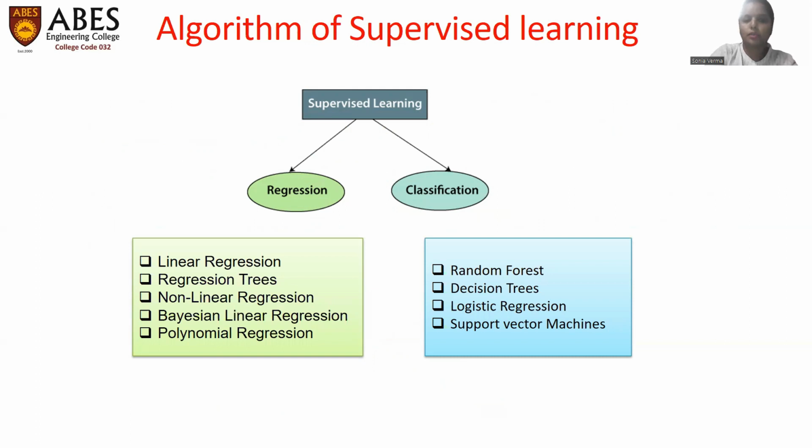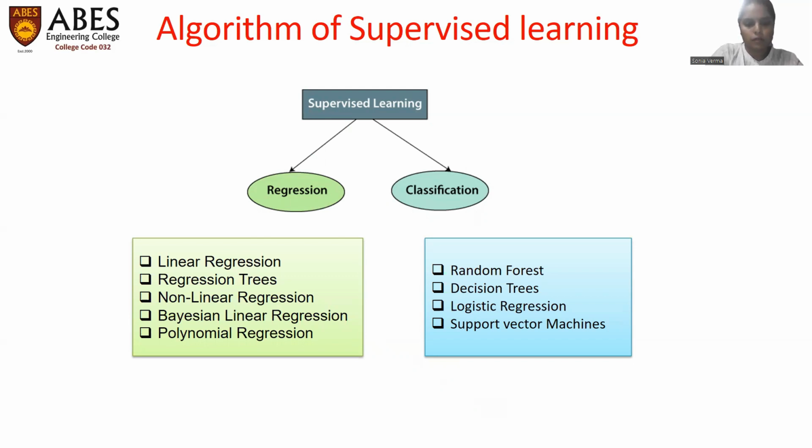Next: what types of algorithms do we use in supervised learning? There are basically two types of algorithms: regression and classification. Then the question comes, what is regression? Regression means continuous data. When our data is continuous, it comes under regression. When we have categorical data, it comes under classification. Categorical data means data in the form of yes or no, true or false, on or off.